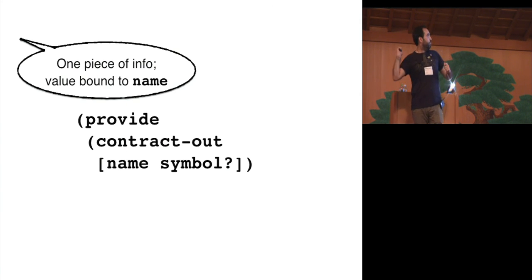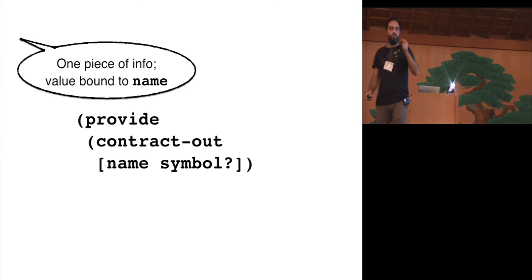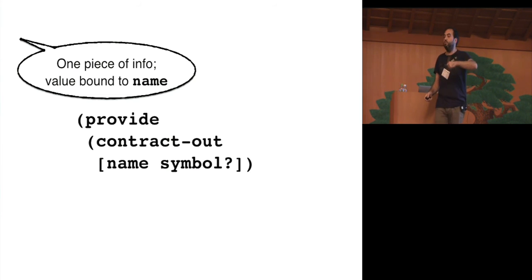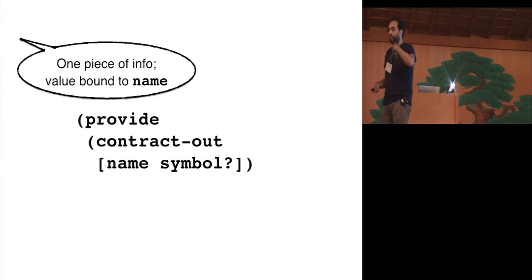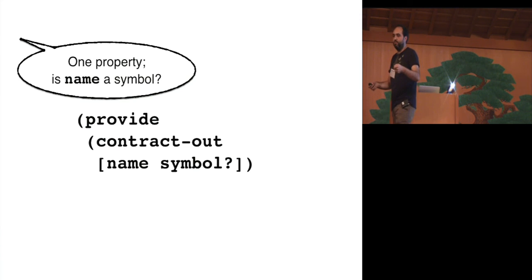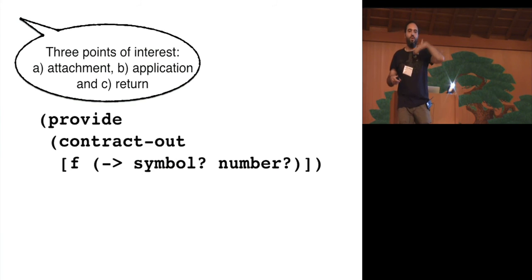Oh, sorry. It also declares one piece of information that we care about. And this is what exactly is the value bound by name. This is what we learn from the interposition system, the exact value bound by name. And finally, one property. Is this value a symbol? This kind of reasoning can scale when we look into the immediate next more complicated contract.